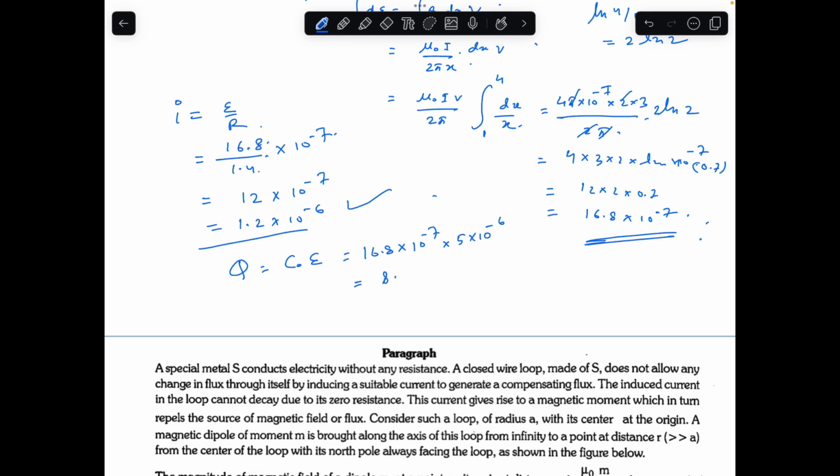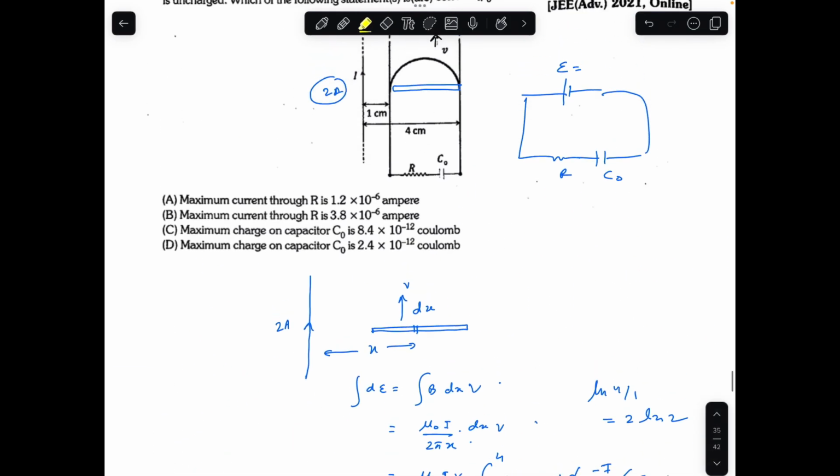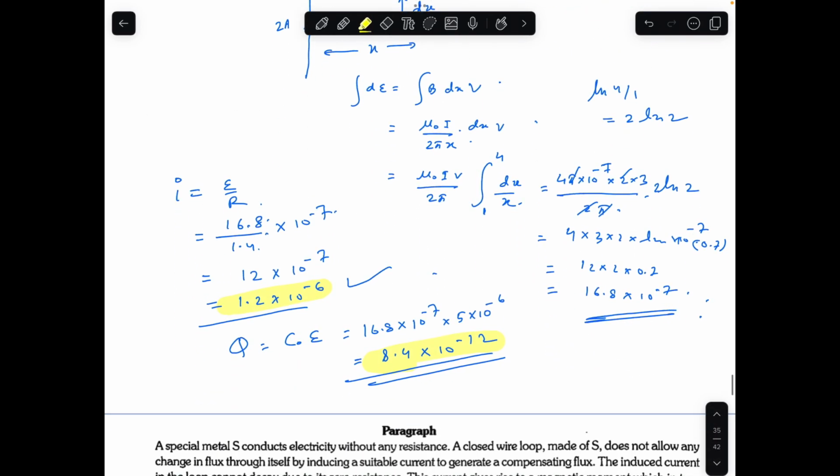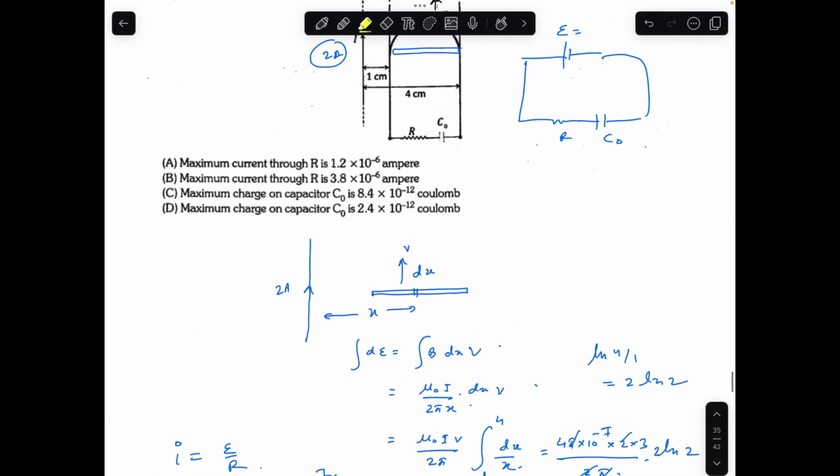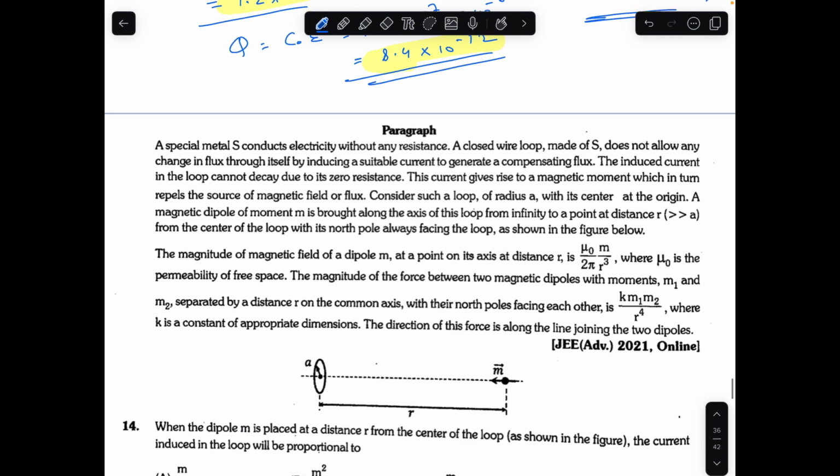So you get 8.4 into 10 to the power minus 12. This is the answer. Okay, Q charge. This is I. So 1.2 into 10 to the power minus 6. Correct. Charge is C. Correct. So A and C is the correct answer.